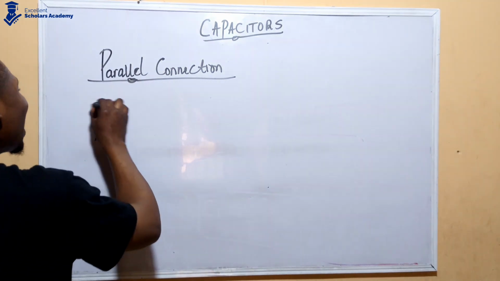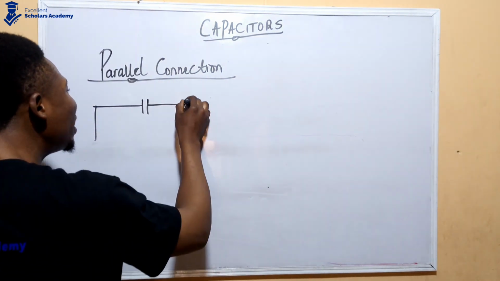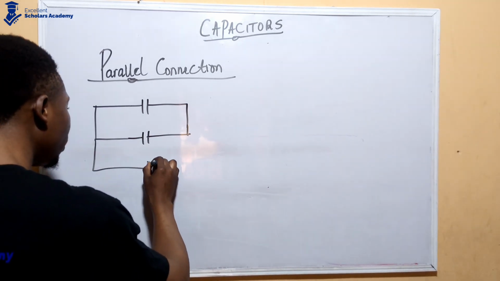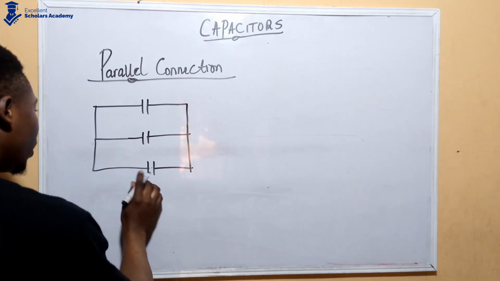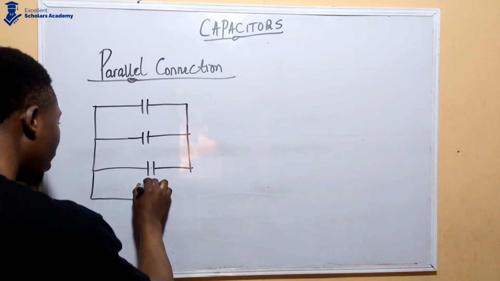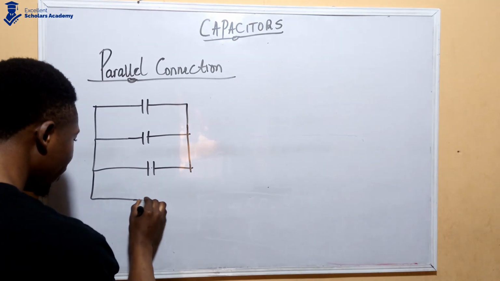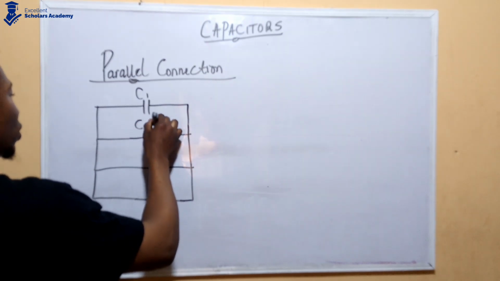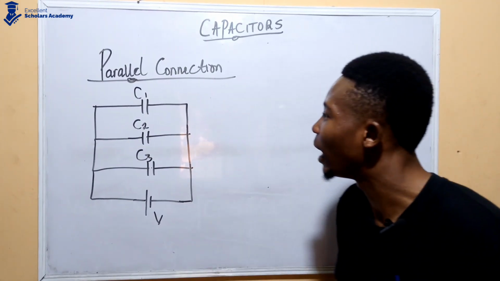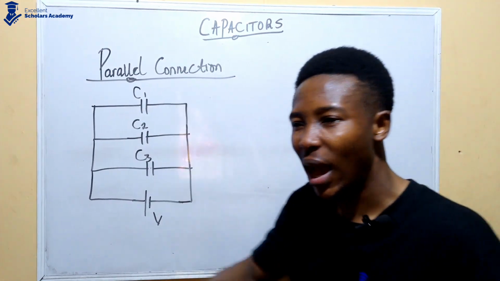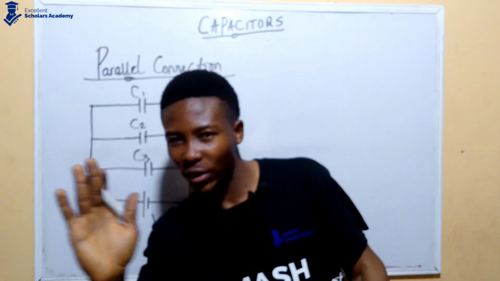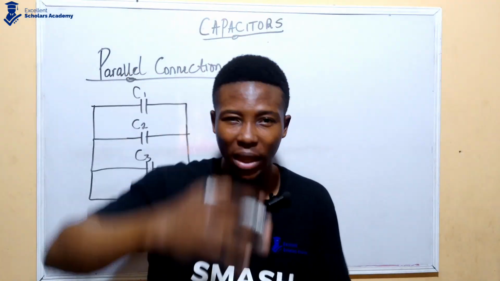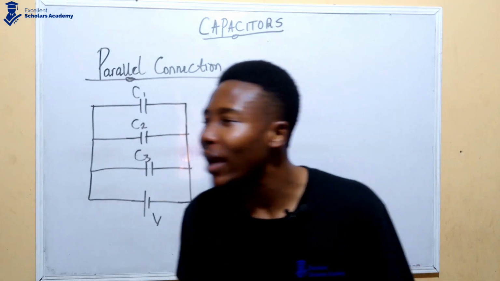Now, capacitors are said to be connected in parallel when they are connected across each other. So this is the voltage flowing across them. Let's say this is C1, this C2, and then this C3. All right. Now, so they are connected across each other. Or you can also, if I bend the board, you're going to see it like this too. So when they are connected across each other, they are said to be connected in parallel.